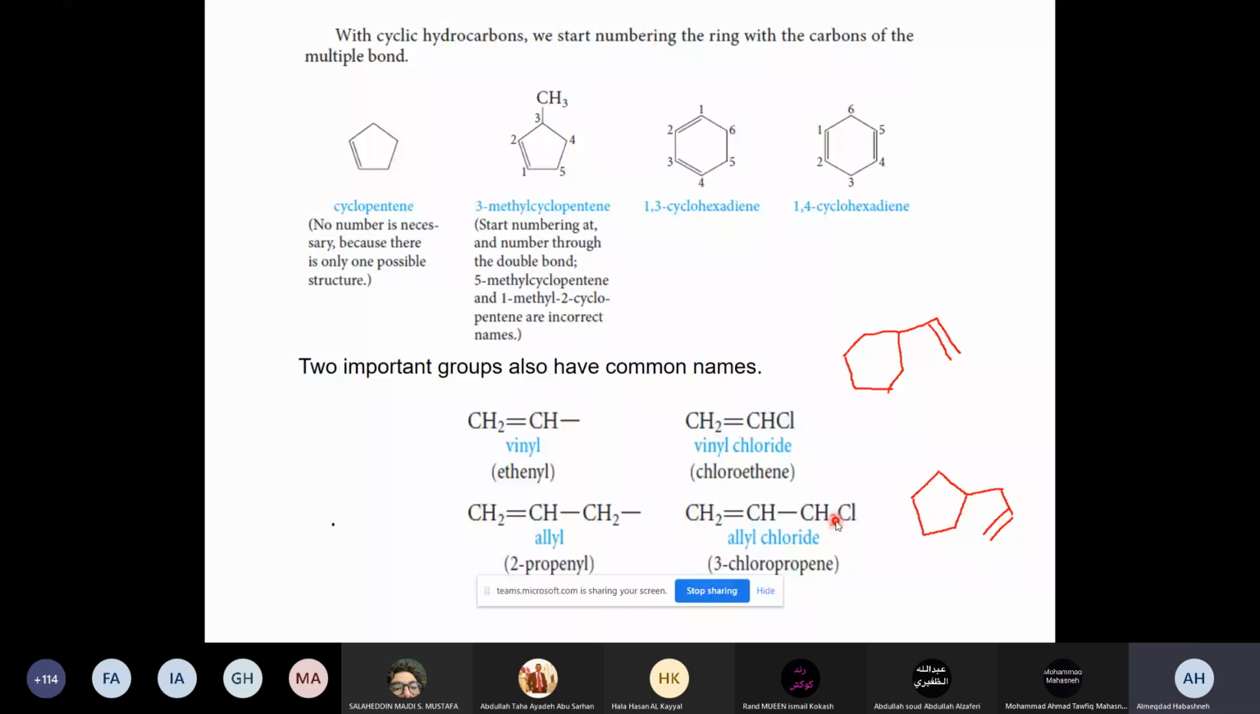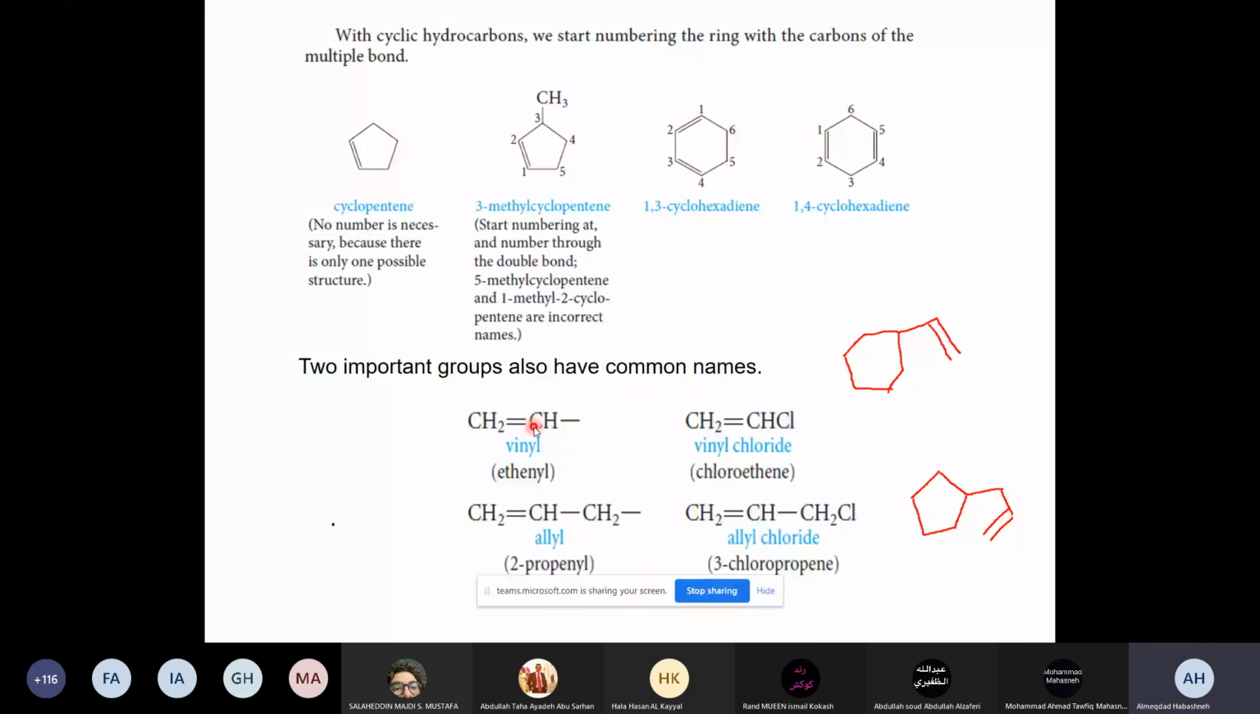Actually, we can call any carbon at the double bond vinylic carbon, while we call the carbon connected to the double bond allylic carbon. So any carbon connected to the double bond, we describe it as allylic, while either one of the carbons in the double bond, we call them vinylic.